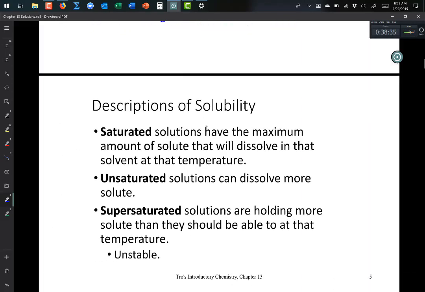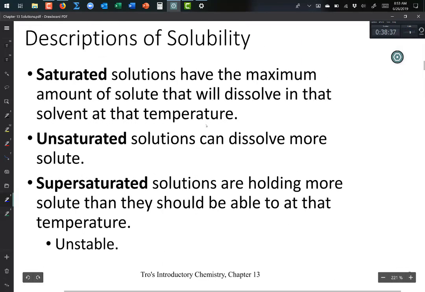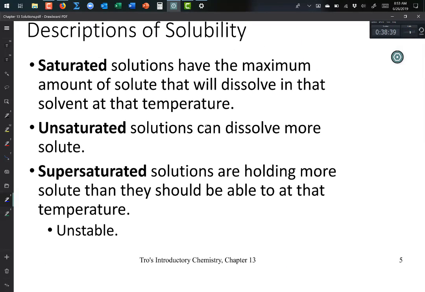There's a couple more terms. Saturated. If I say your brain is saturated, what does that mean to you? Filled. You have to let it empty out a little bit. And you know how you do that? You sleep. You sleep and it helps you empty your brain out.